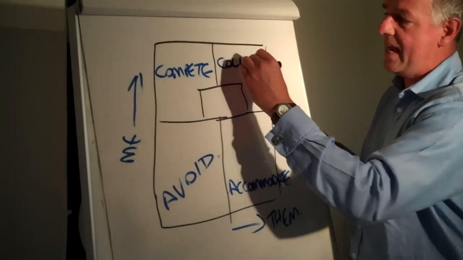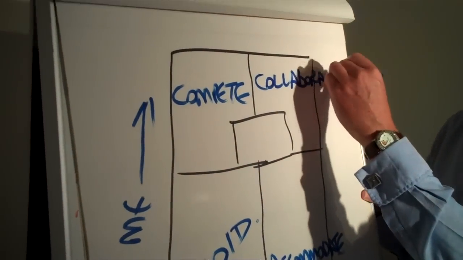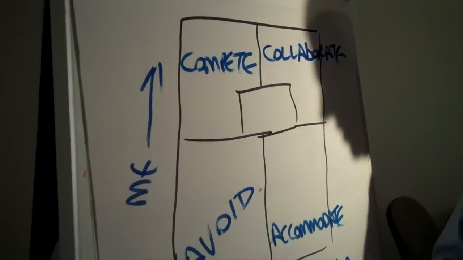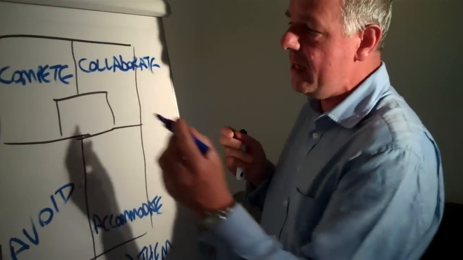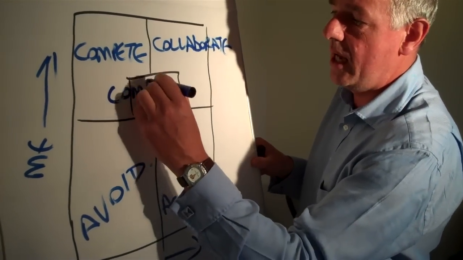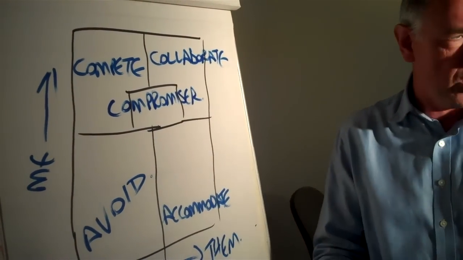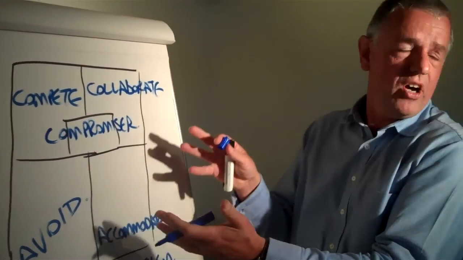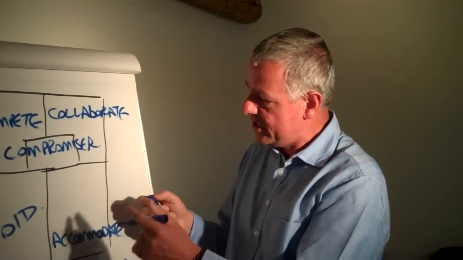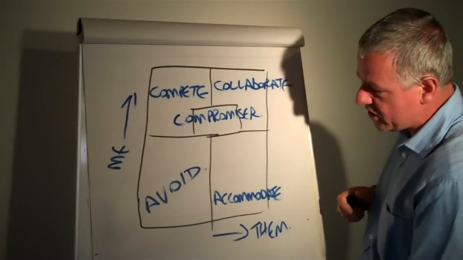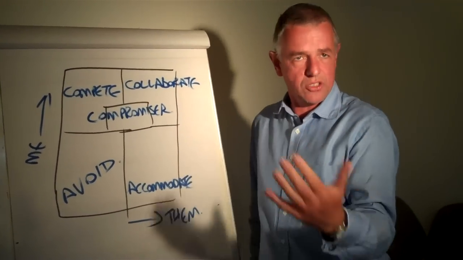Up here the collaborate style, which is trying to find a win-win really, can we both have what we want out of this situation? And then in the middle here, the compromiser, who tries to find a workable solution that fits for both parties. It's not perfect, but it'll do. So there are the 5 profiles. One of these is most likely to be you. And when you're under pressure, this default will come out, and that's got implications.